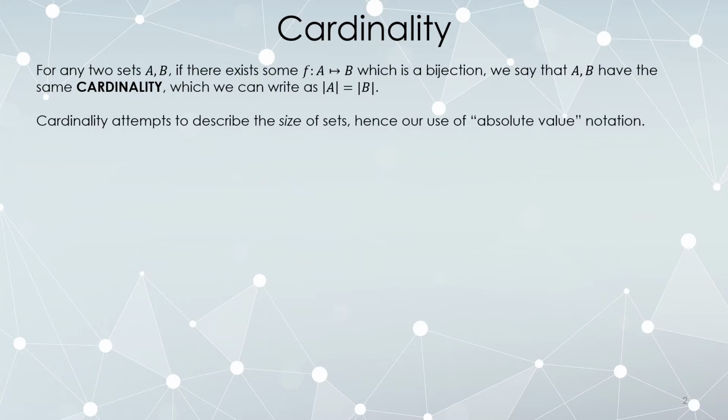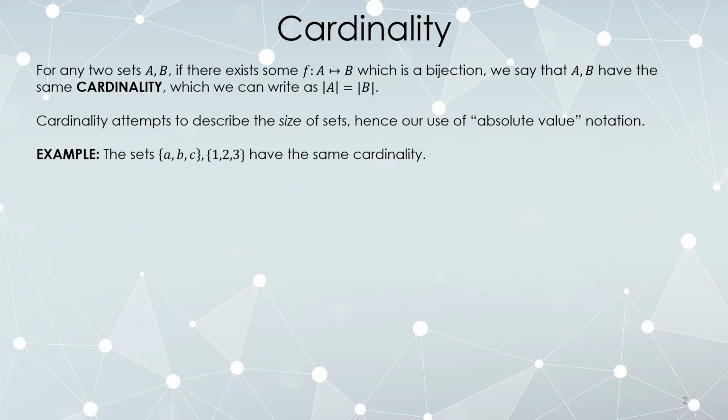Cardinality is a way to talk about how big sets are. That's why we have the same notation as absolute value. It's basically saying the size of A is the same as the size of B. How do I measure the size of sets? Whether or not bijections exist between them.